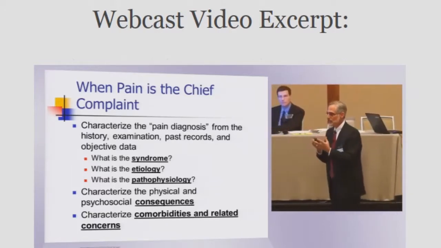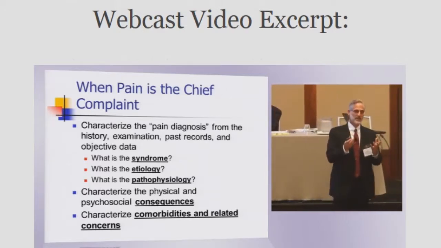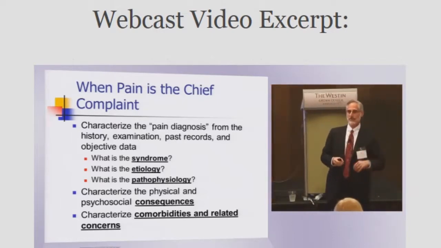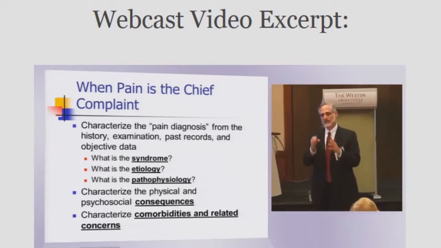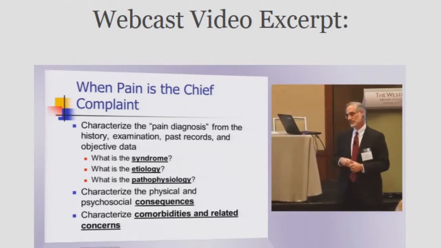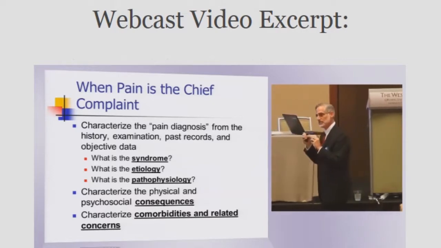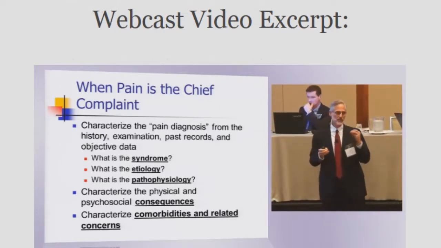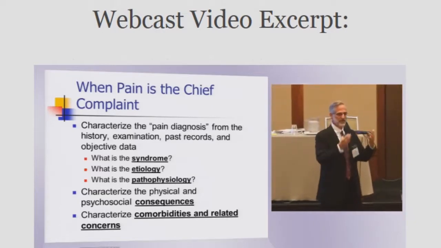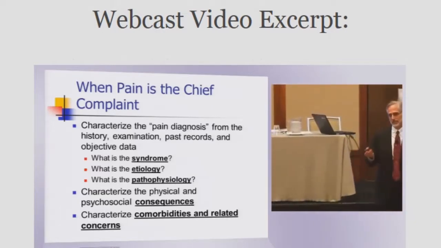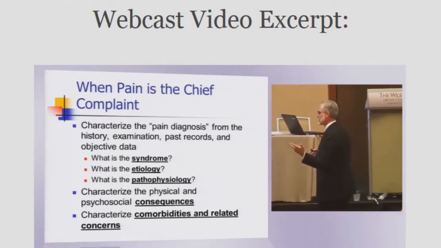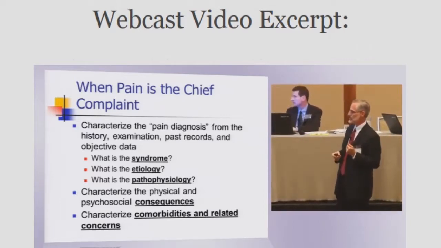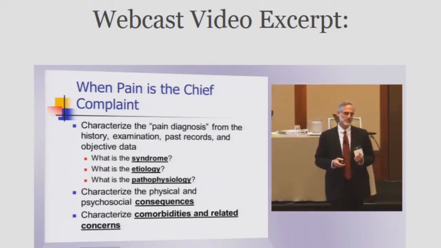Is there a syndrome attached to the pain that helps you prognosticate or to select a specific type of therapy? Is there a pathophysiology, like neuropathic pain, that you would attach to that pain complaint, and that suggests specific types of therapies that wouldn't be suggested otherwise? So this is the important construct for me, and it represents a change in the way pain assessment has been taught. In the medically ill, if you have a patient with chronic pain, the assessment should lead to an understanding of the syndrome, if it can be identified, the etiology, and the pathophysiology, and then the patient with pain should be characterized in terms of the physical and psychosocial consequences, the comorbidities, and related concerns.